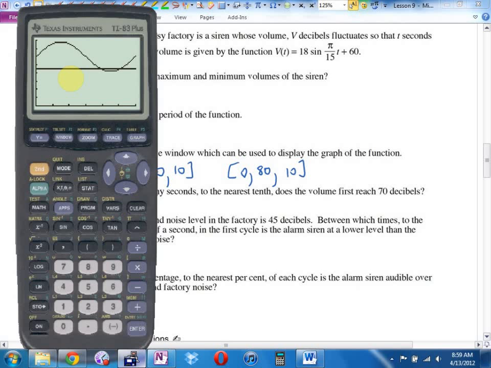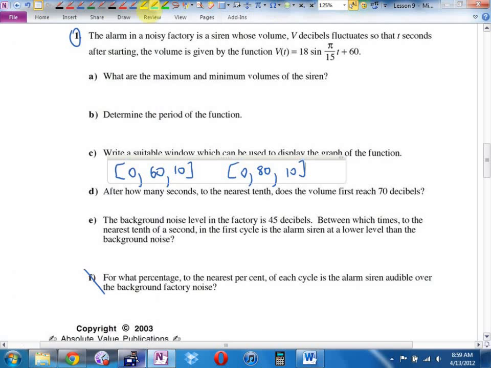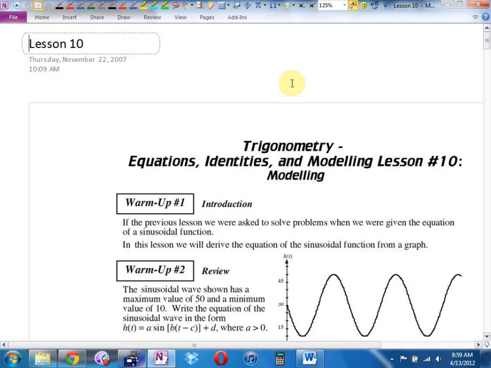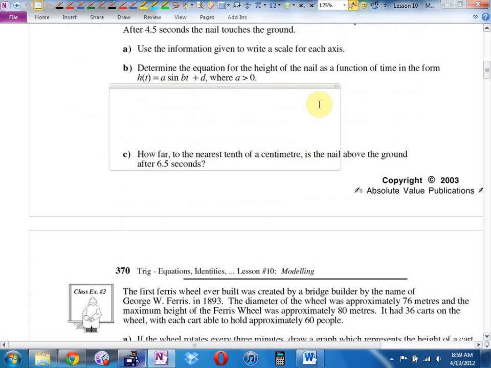Okay, today we're going to go one step further. Today we're going to say, what if they don't give me the equation? What if it's purely in a word problem? What if it's purely given to me as a description? Lesson 10, page 369.